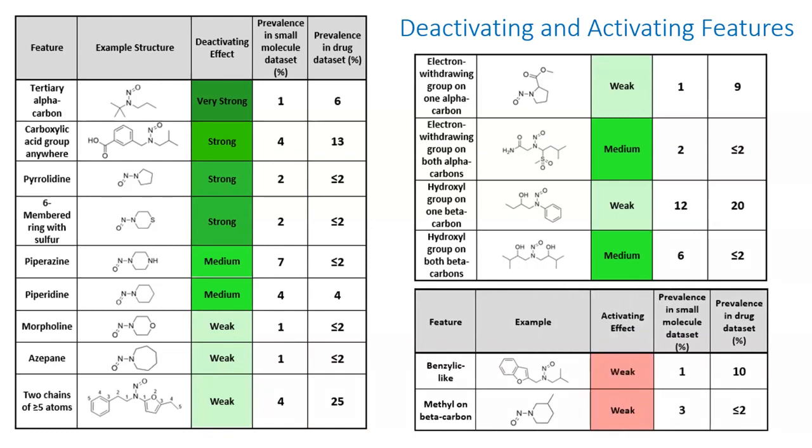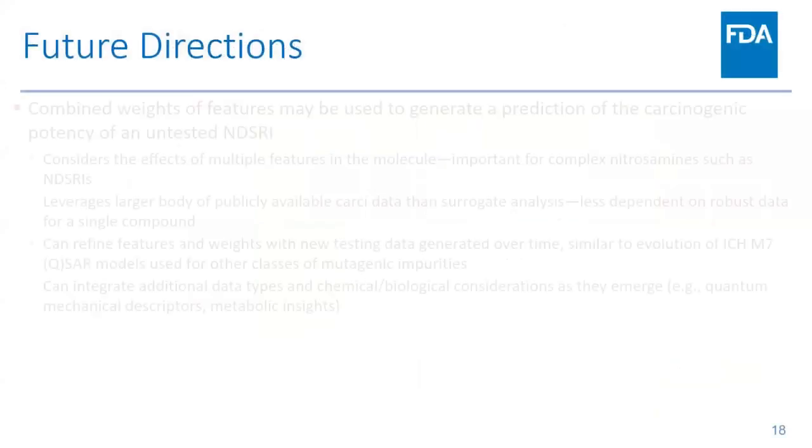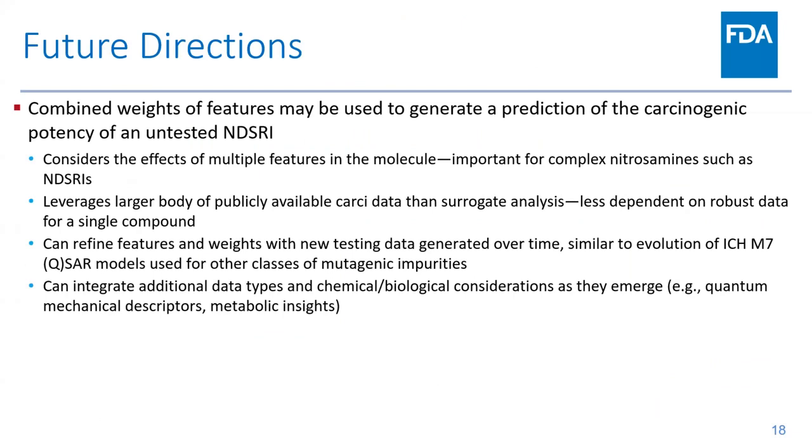We have a couple of examples of features that are associated with an increase in carcinogenic potency. The most prevalent here is the benzylic-like feature, which shows up in about 10% of molecules. So with respect to future directions, the combined weight of features that we've looked at through our study may be used to generate a prediction of carcinogenic potency for an untested NDSRI. So this gives us the ability to consider the effect of multiple features in the molecule, which is important for complex molecules such as NDSRIs.